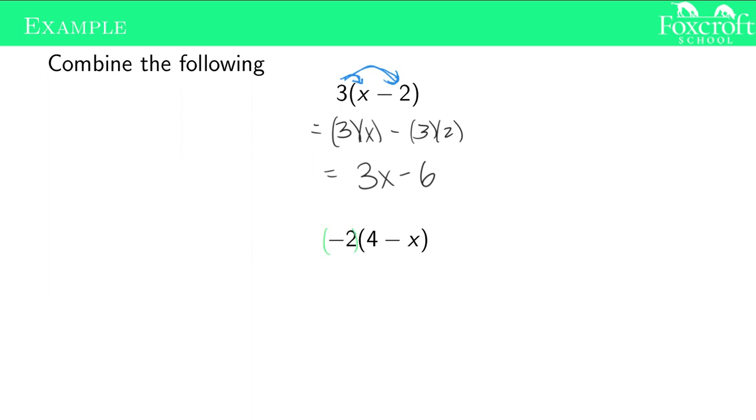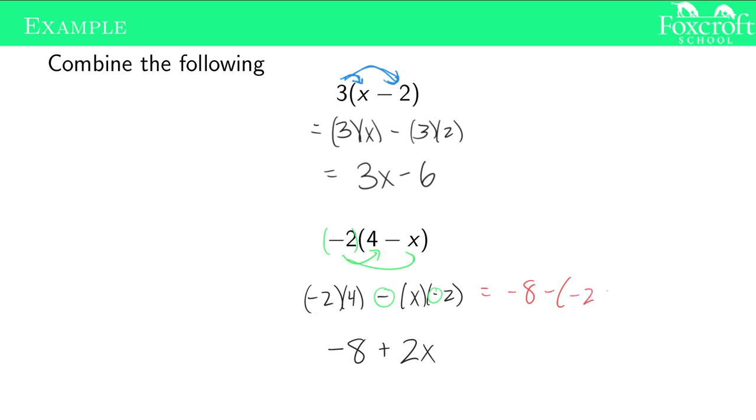Here we have negative 2 being distributed in, so we just have to be careful with our negatives. We're going to have negative 2 times 4 minus x times negative 2. Negative 2 times 4 is negative 8 because there's only one negative. Here we have this negative, or subtracting, and that negative, and those cancel out and give me a plus 2x. You could write a middle step here: negative 8 minus negative 2x, and then see that these negatives cancel to give us the simplified final answer of negative 8 plus 2x.